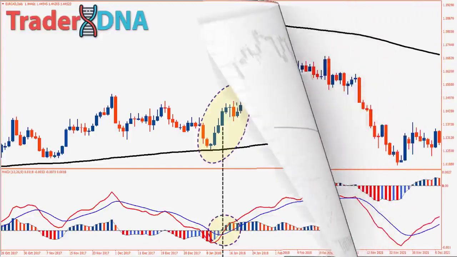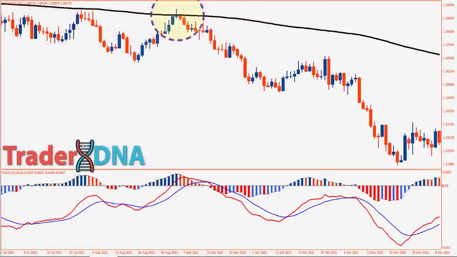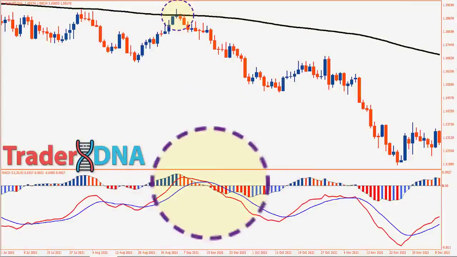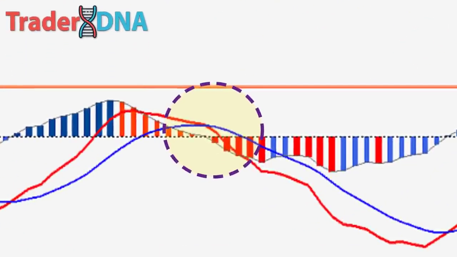On the other hand, if you intend to enter a short trade, you would simply do the opposite. Confirm that the price is below the 200-day average and the MACD lines are crossing downward while positioned above the zero line.